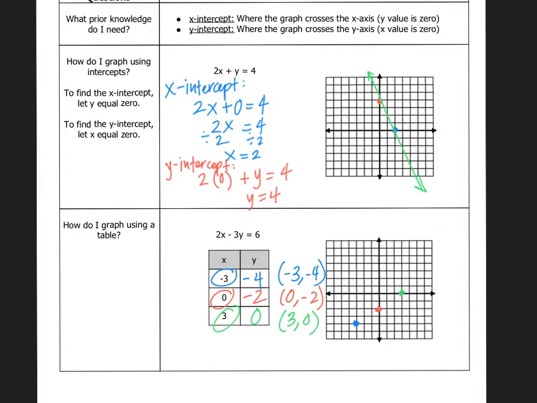Okay, so now I need to put a line through these 3 points. And I'm going to use yellow to do that. And you want the line to look like it has the same slope throughout. You don't need to plot any more points, but you want to make sure that you are keeping the line straight as you're plotting those points.